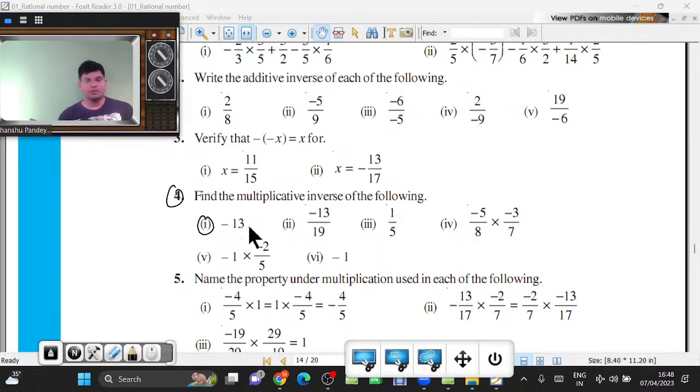Okay, so tell me first, Anvita, what is the multiplicative inverse of minus 13? The multiplicative inverse of minus 13 is... I wrote 13 in my book, but I think that's wrong. Yes. So what is the multiplicative inverse? It's minus 1 by 13. Yes, sorry, minus 1 by 13. Okay, what is the multiplicative inverse of minus 13 by 19, Vihan? Minus 13 by 19 is 19 by minus 13.